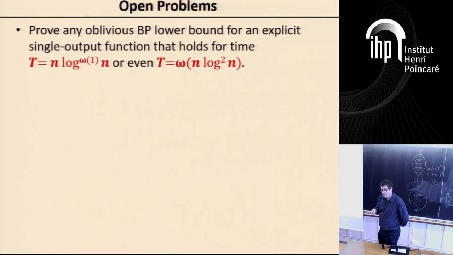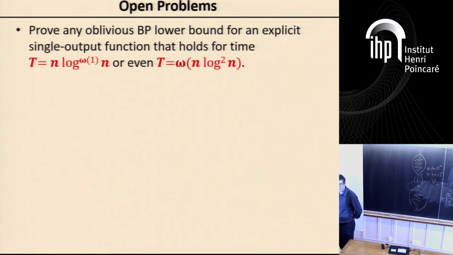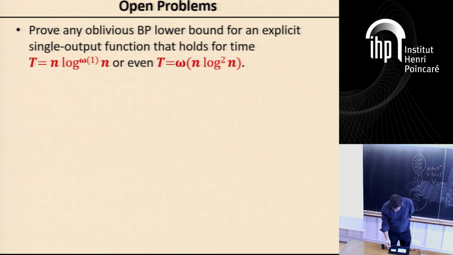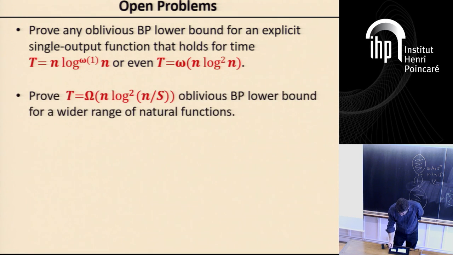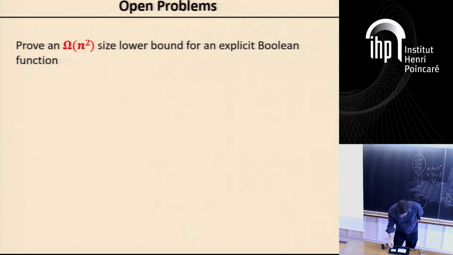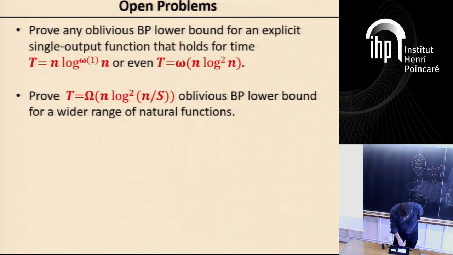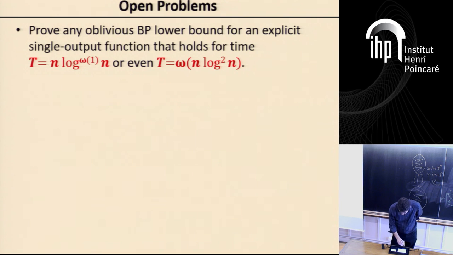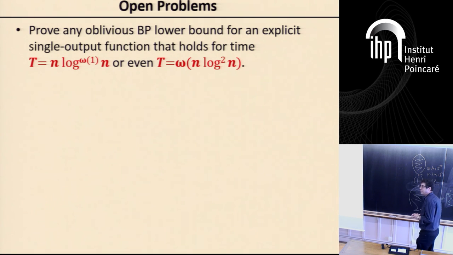Here's one which is really the crux of the limitation of current methods. Prove that any oblivious branching program for any single output function gets you something that's better than n times polylog, or even beat n log squared n. That's open. So this problem, by the way, let me back up, has been open for 25 years.